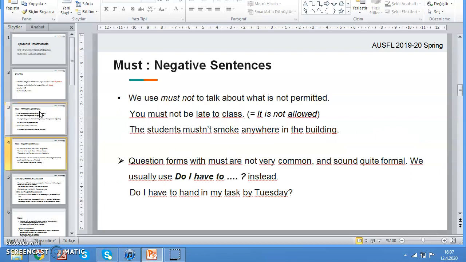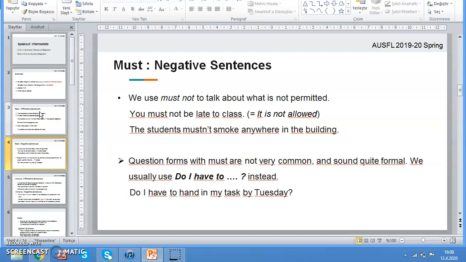Must in negative sentences has quite a different meaning. We use must not or mustn't to talk about what is not permitted. Here are the examples. You must not be late to class. It is not allowed. And, the student mustn't smoke anywhere in the building. It is forbidden.